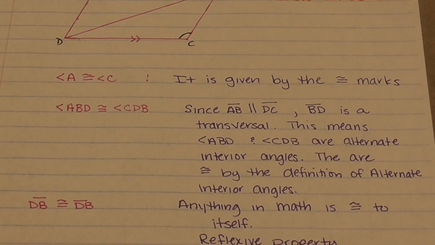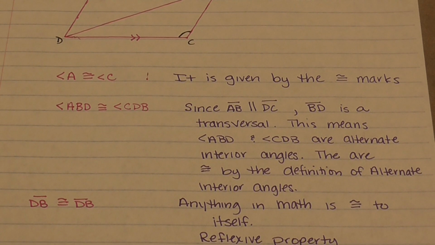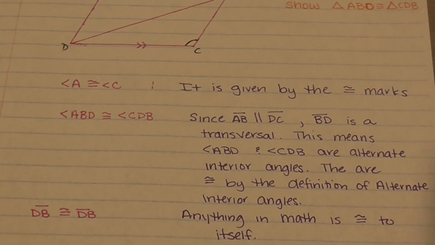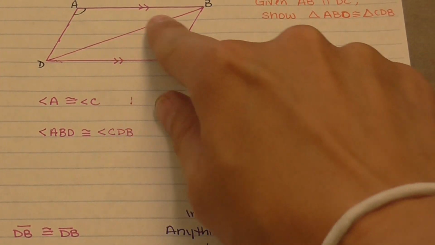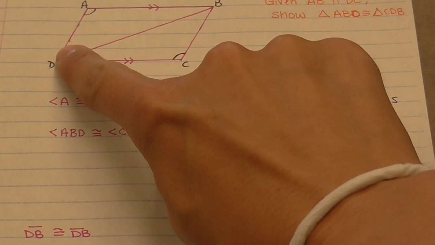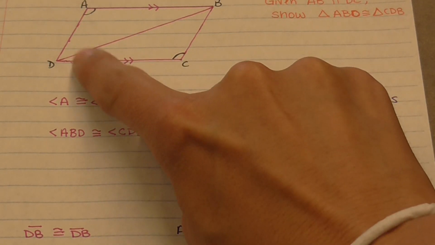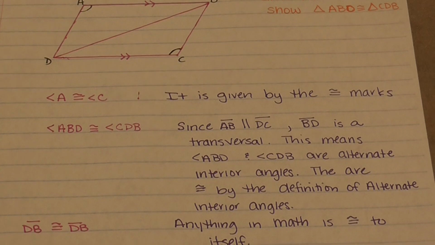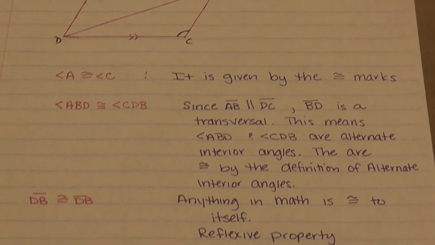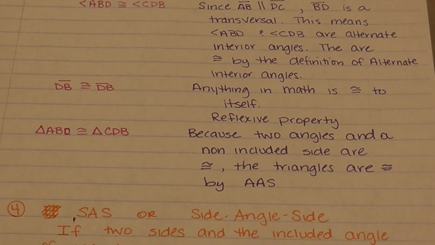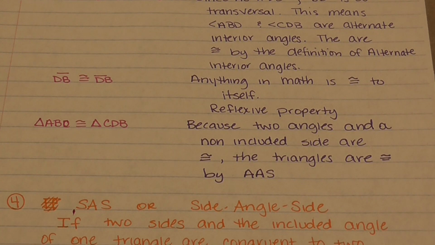And again, DB is congruent to DB. Anything that is itself is congruent to itself. So I have an angle and a side, and here I have an angle and a side. So these two triangles are congruent by AAS, angle, angle, side.